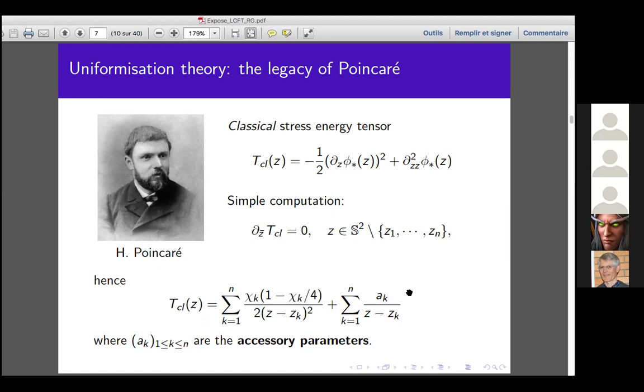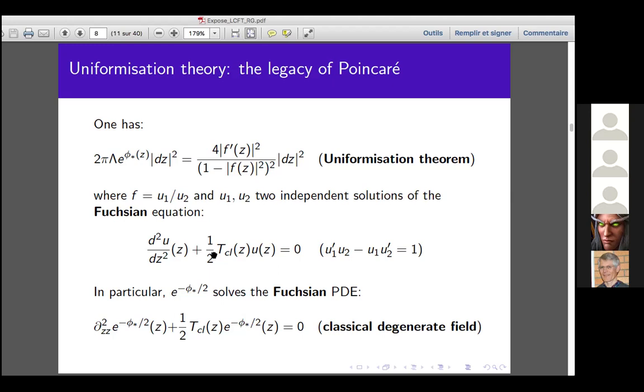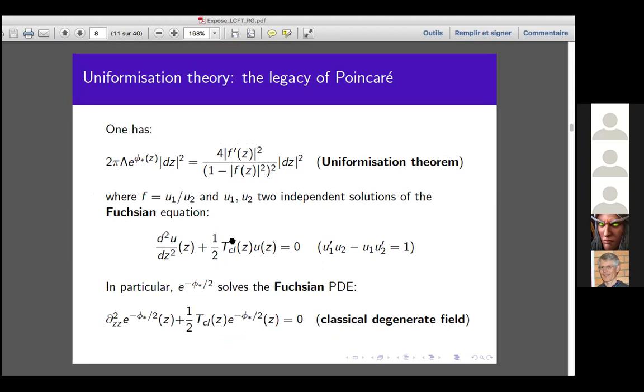And what Poincaré did is that he then used what is called the classical stress tensor to solve a Fuchsian equation. If you take two independent solutions, you can show that this constant negative curvature metric is the pullback of a function which goes into the disk. It's a multi-valued function in the disk, because there are monodromy issues when you solve this Fuchsian equation. But this is what one could call a uniformization theorem. He realizes the constant negative curvature metric on the sphere with the points taken out as a pullback of a metric in the disk, essentially.